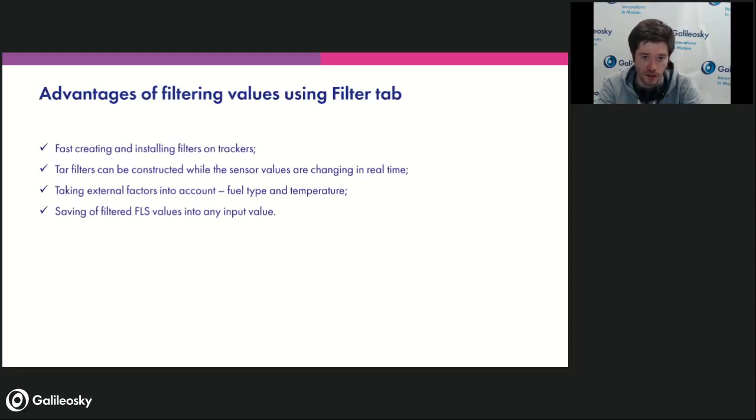We can take external factors like fuel type or temperature into consideration when we calculate the values, and we can save the filtered fuel level sensor values into any input value. So we can not only use the input that we're taking the values from, we can use any input that's not currently used. For example, save the digital level values into an analog value input, just to receive both raw data and filtered data.